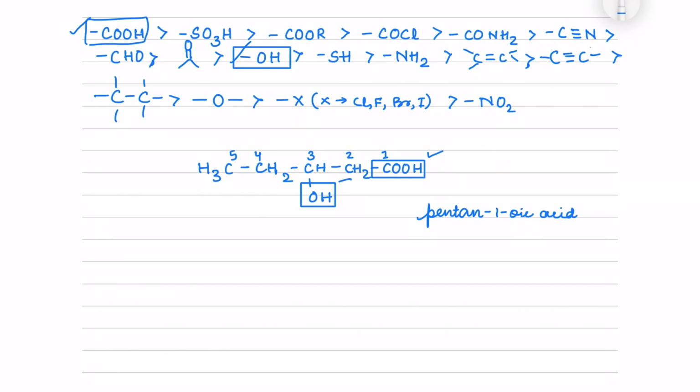Now the prefix for OH is hydroxy. We can see that it is attached to third carbon. So we will be naming it as 3-hydroxy pentanoic acid. Since it is attached in first position, I ignore this one. So I will be writing 3-hydroxy pentanoic acid.